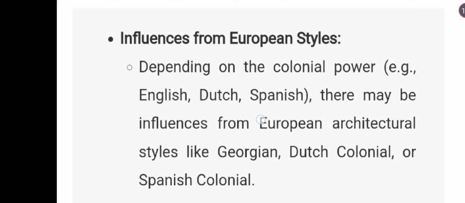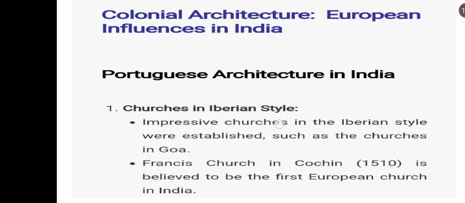The influence of European style depends on the colonial power, like the English, Dutch, and Spanish, and there may be influences of European architectural styles like Georgian, Dutch colonial, or Spanish colonial. The colonial architecture, European influence in India. The Portuguese architecture in India. The church: the first are the impressive churches.